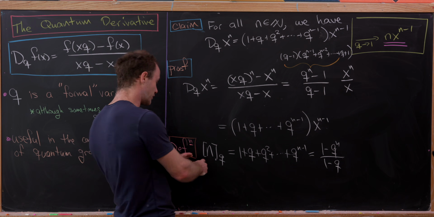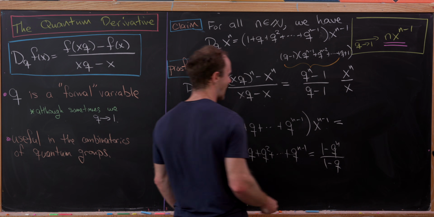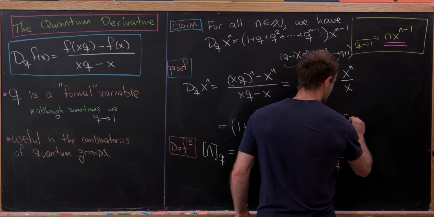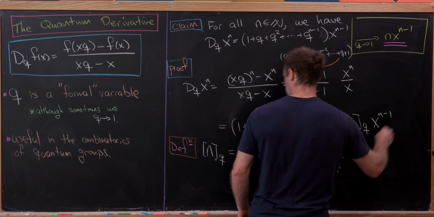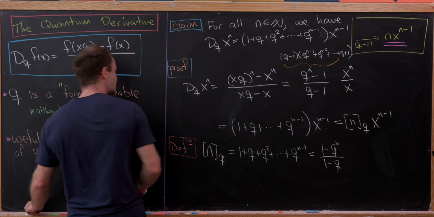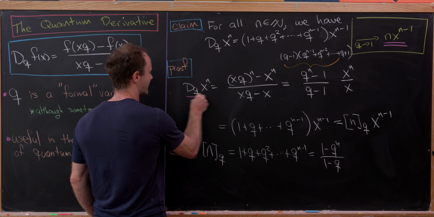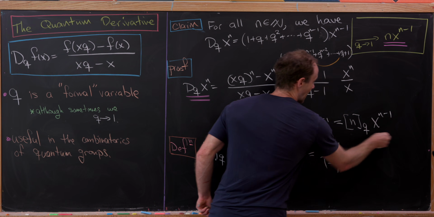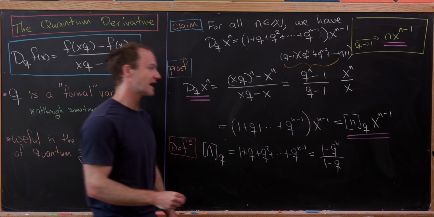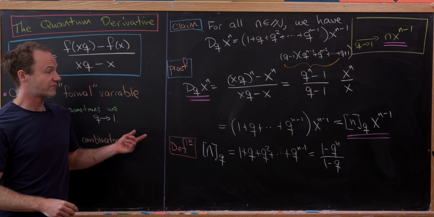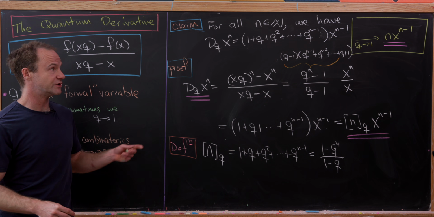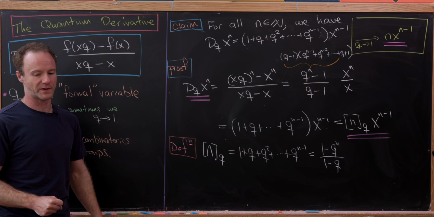Then we can employ this definition in this power rule to rewrite it as the q analog of n times x to the n minus 1. And now if we compare what we have on the extreme left and right hand side, we really have something that looks like the normal power rule. And furthermore, if we take the limit as q goes to 1, we do get the normal power rule.